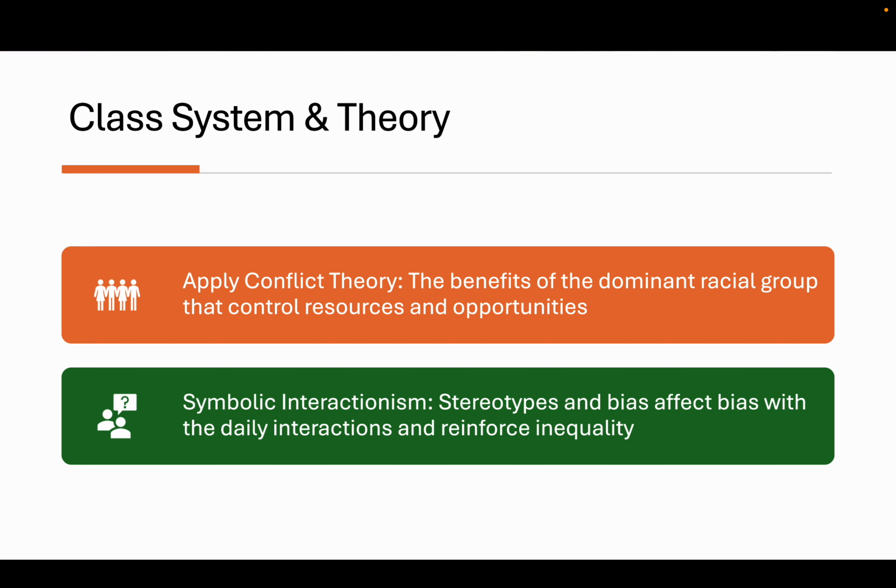So, the class system in theory: the class system in the United States is based upon income, occupation, and education. It is often described as an open system, meaning people can move up or down depending on effort and opportunity. But in reality, structural barriers like racism, discrimination, and unequal access make upward mobility much harder for certain groups.